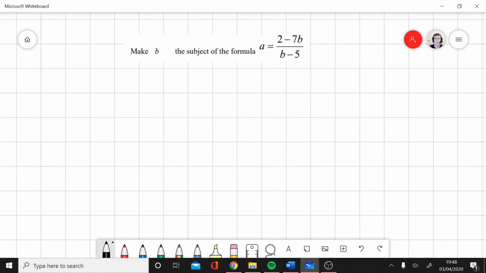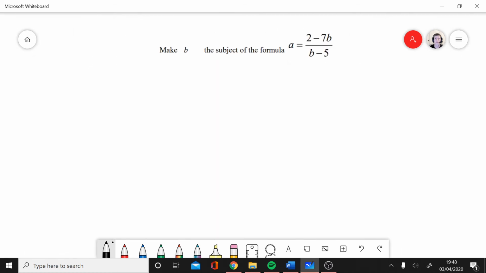All right, this one is quite a bit more difficult. So I'm going to give you 30 seconds, but don't worry if you can't get it straight away. It is a lot more difficult than usual.